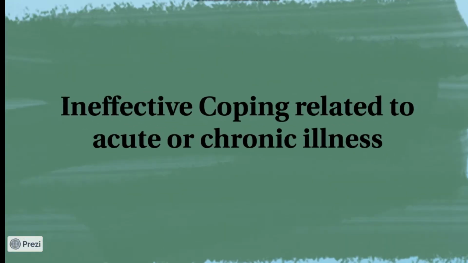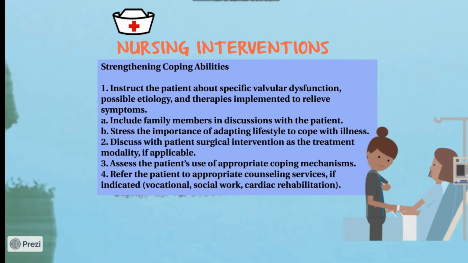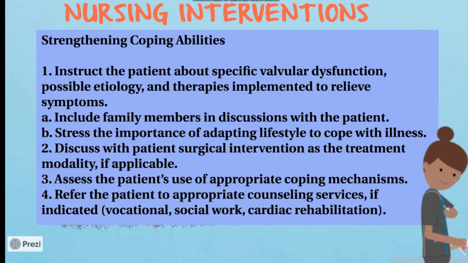The nursing diagnosis for mitral valve prolapse is ineffective coping related to acute or chronic illness. The nursing interventions are: first, instruct the patient about specific valvular dysfunction, possible etiology, and therapies implemented to relieve symptoms. Include family members in the discussions with the patient. Stress the importance of adapting lifestyle to cope with illness.